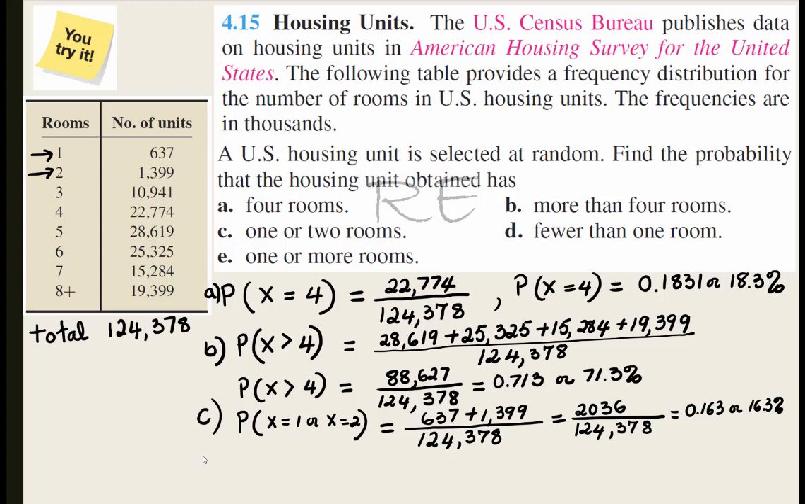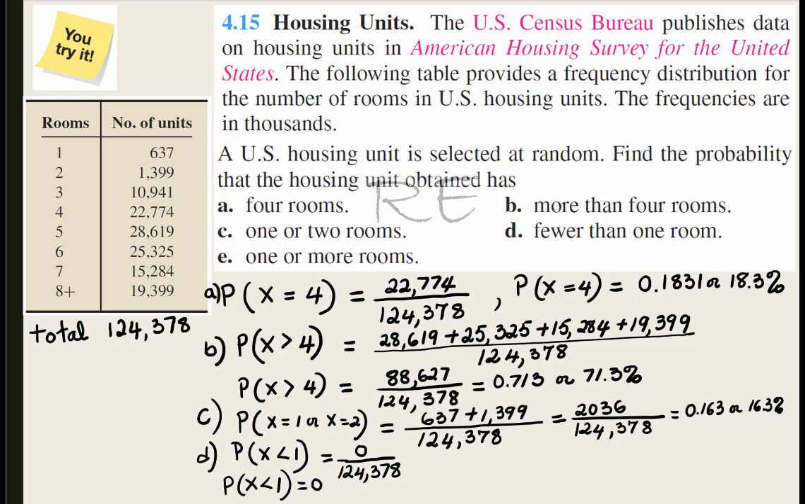Now we're going to answer question D, fewer than 1 ohm. P of X strictly less than 1 ohm. Since we don't have any such unit, it's going to be 0 over the total, and 0 over a non-zero number is equal to 0.